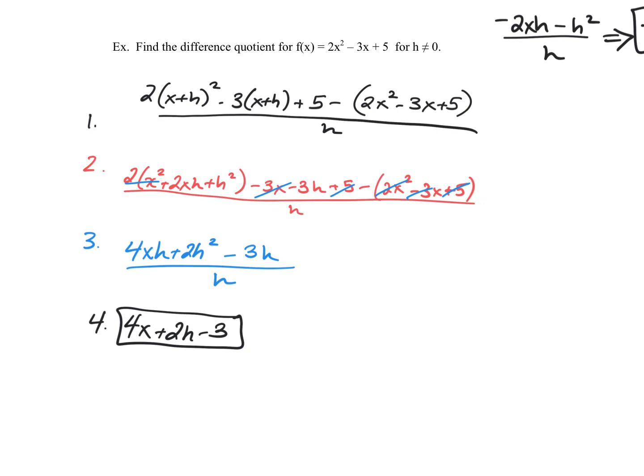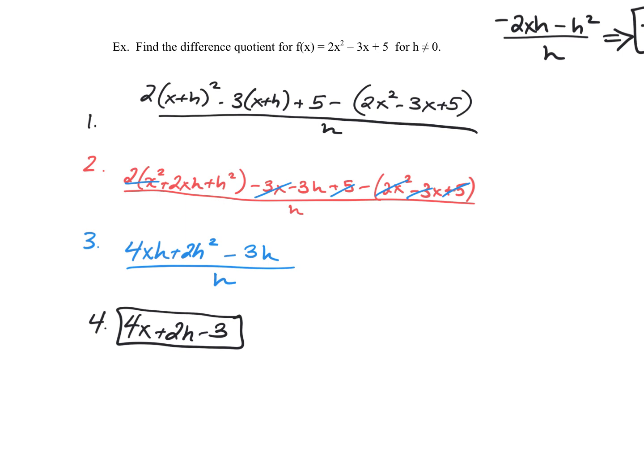All right, almost there. So they want us to find the difference quotient for f of x equals 2x squared minus 3x plus 5, when h does not equal 0. Now remember, that makes sense, right? We're trying to find the average rate of change between 2 points. h represents the horizontal distance on the graph between those 2 points. So if h equals 0, there's no distance between these 2 points, and they're not 2 points, they're just 1 point. So that's what that h does not equal 0 is really standing in for.